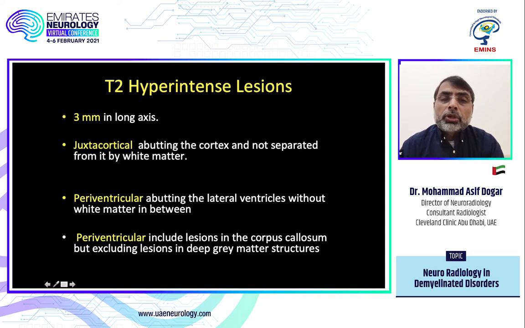So according to the McDonald criteria, the lesion should be at least 3 millimeters. The juxtacortical lesion should be touching the cortex. Periventricular lesion should be touching the ventricle. There should not be any white matter in between. If the lesion is in the corpus callosum along the callososeptal interface, we count that as a periventricular lesion. If it is in the deep gray matter like the caudate nucleus, then that is not counted as a periventricular lesion.